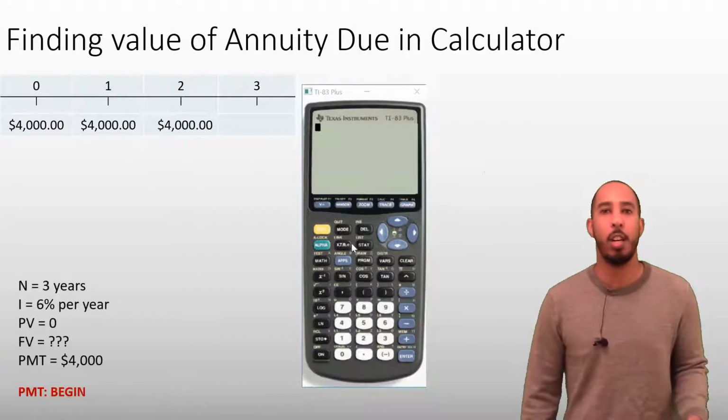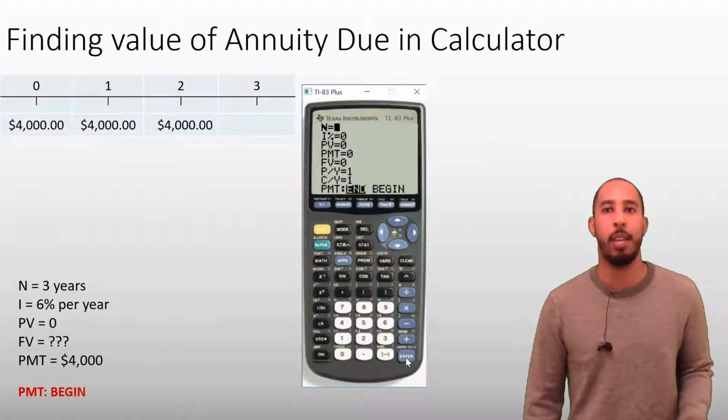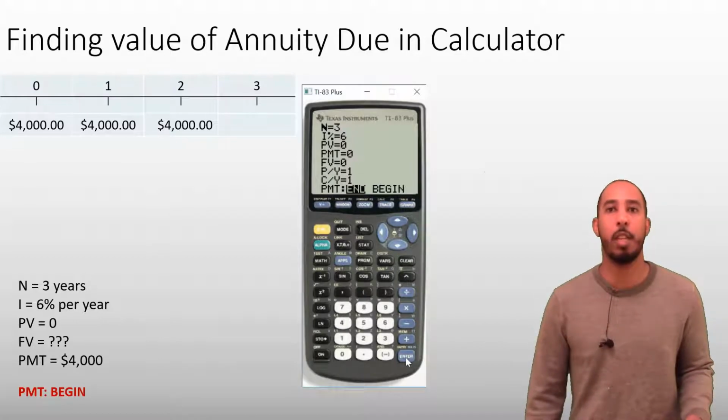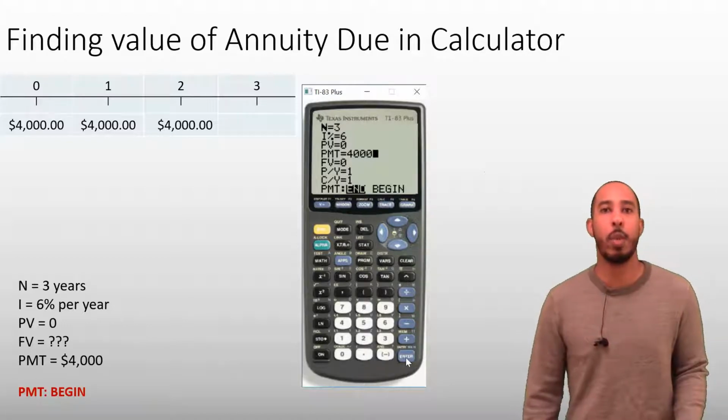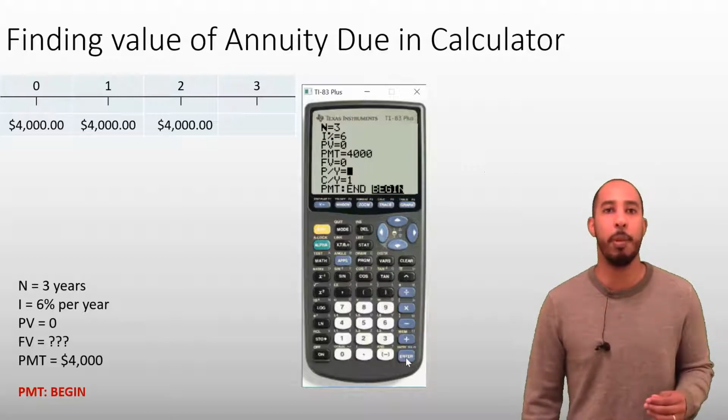In the calculator, our inputs are going to be exactly the same as if we're working with an ordinary annuity. N still represents the number of payments. In PMT, payment still represents the payment size. The only change we need to make is we need to tell the calculator that the timing of the cash flows is different. We need to tell it that the cash flows occur at the beginning of each period.